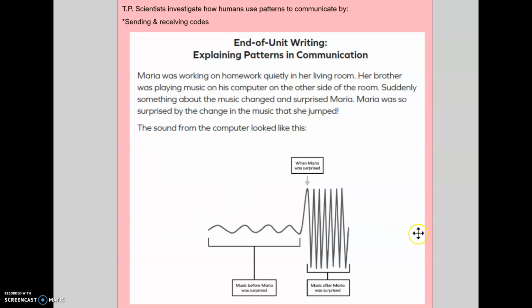So we have a waveform. This is the waveform that shows the music before Maria was surprised. This shows when she was surprised and the music after she was surprised. So what happened? What can we tell from the amplitude and from the wavelength? What can we tell about what happened?